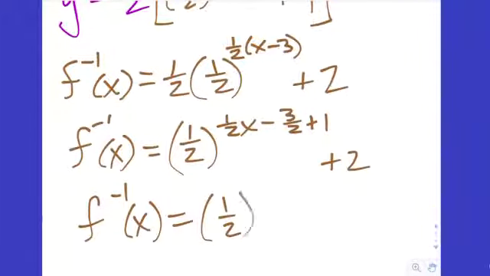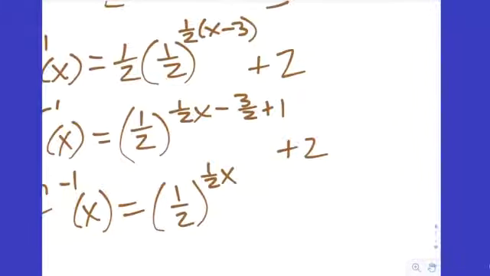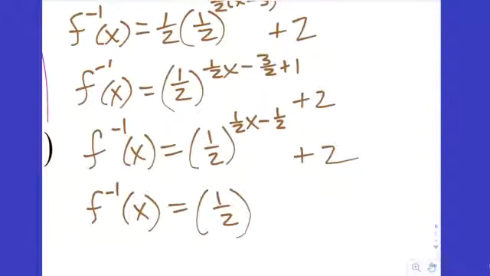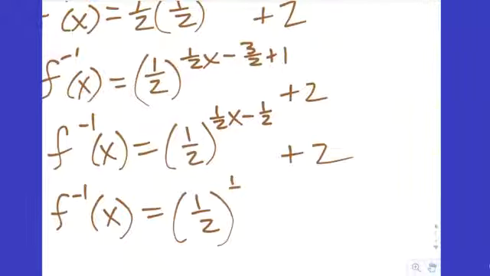We get 1/2 to the 1/2 x, and then negative 3/2 plus 1 is what? Negative 1/2, and then we have the plus 2 on the ground floor. And what the heck, I'll do one more line. We'll put it back in the standard transformation form. Now I could factor out the 1/2 in the exponent, and I'm left with x minus 1. And then the plus 2 is on the ground floor.